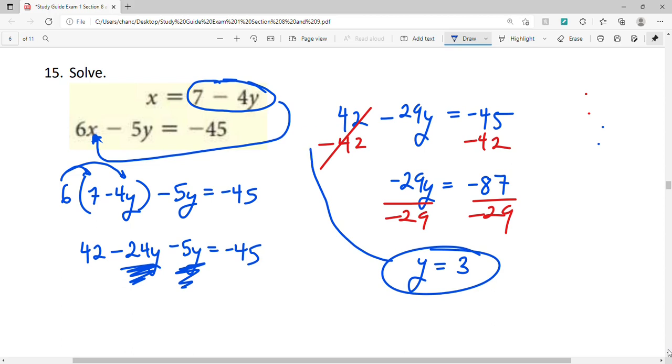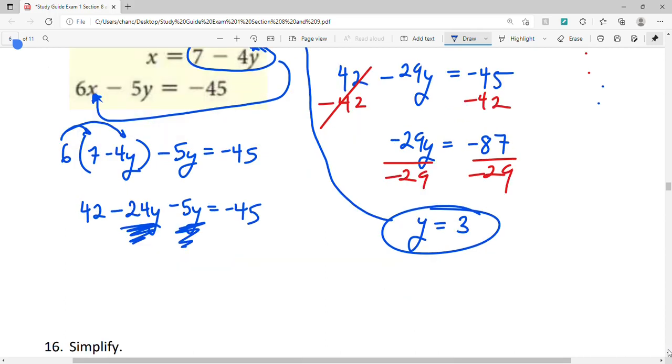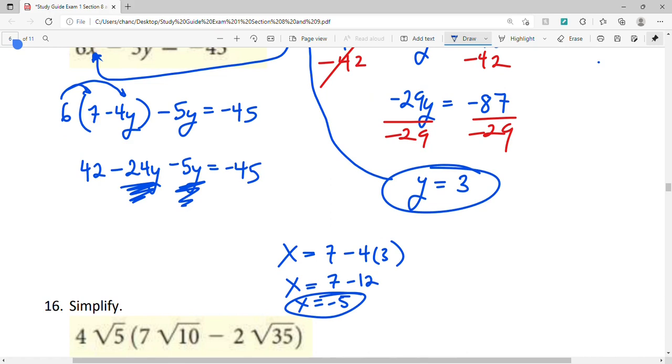We'll have to plug it back into the first equation here to solve for x. And that gives us x equals 7 minus 4 times 3. And if we simplify this, we have 7 minus 12. So x equals negative 5 is our second part of our solution. Let's write it as an ordered pair. The solution is negative 5, 3.